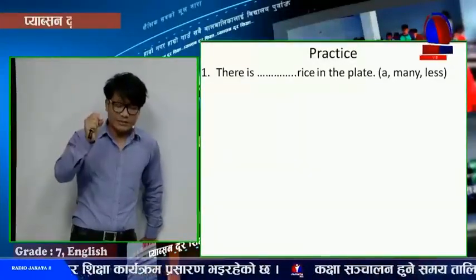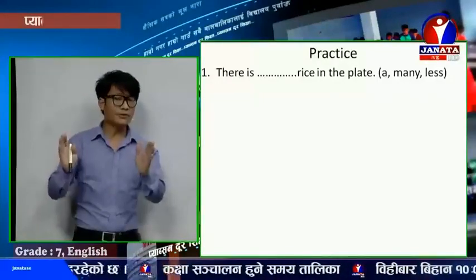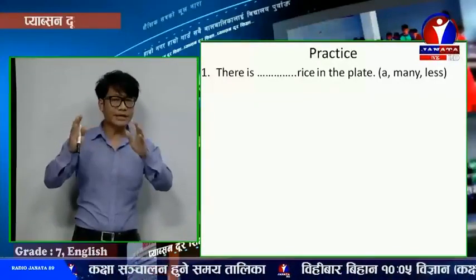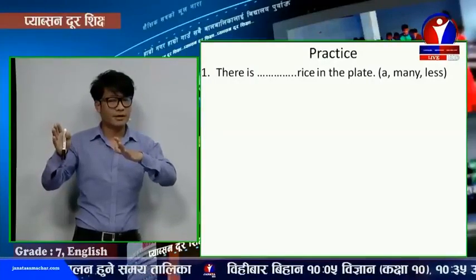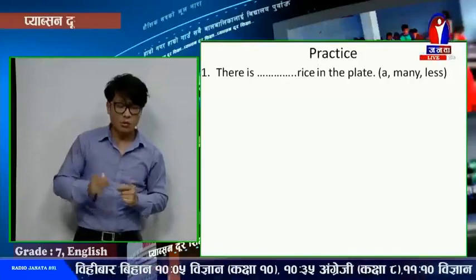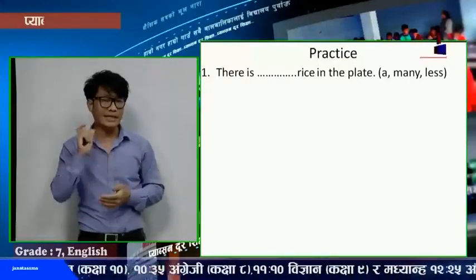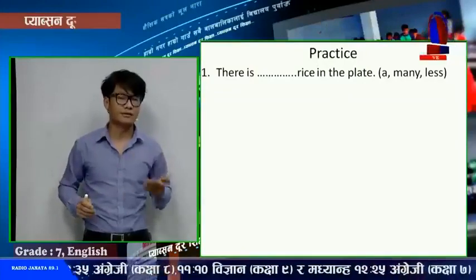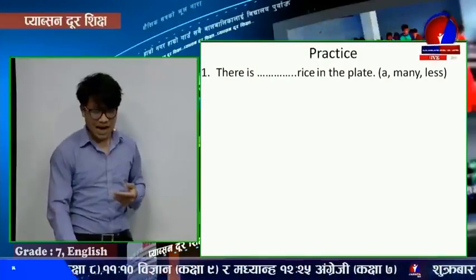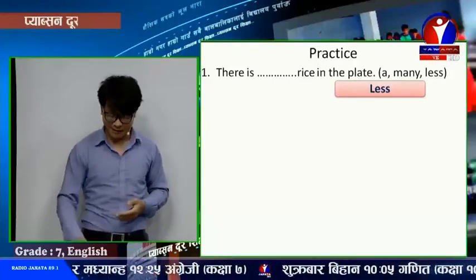There is blank rice in the plate. Options: many or less. Rice is an uncountable noun. So what is the correct one? Many or less. So obviously you can guess that the answer is less. There is less rice in the plate.